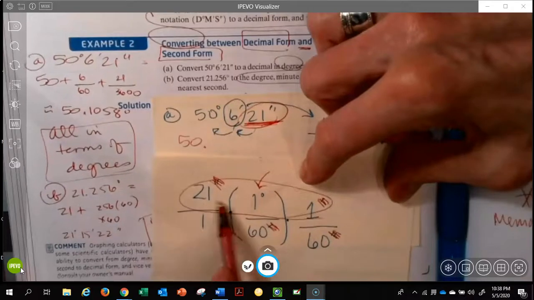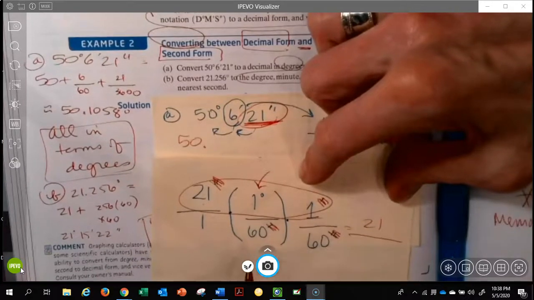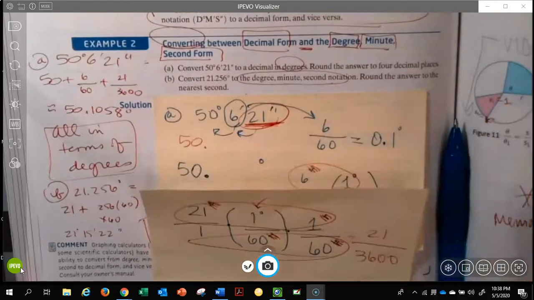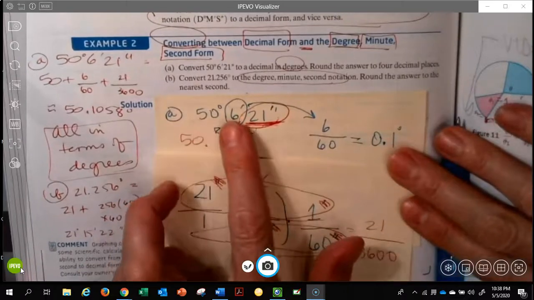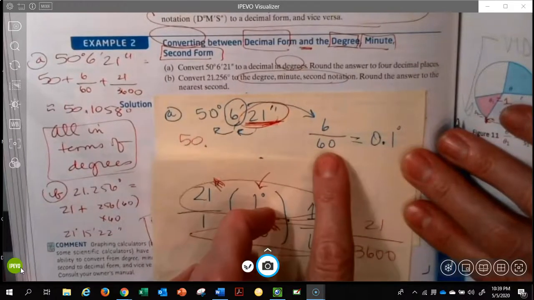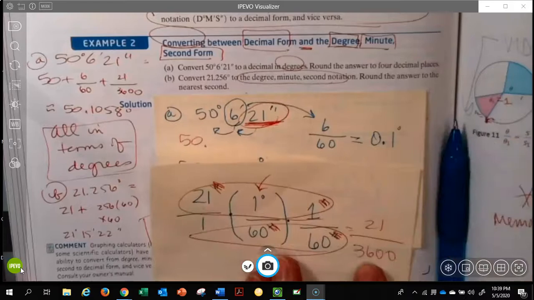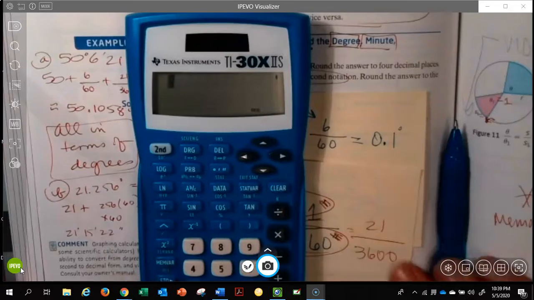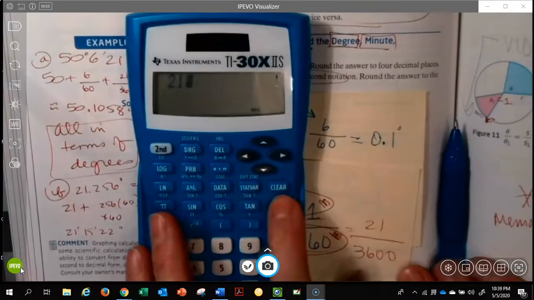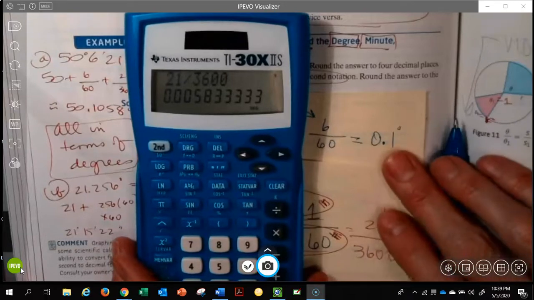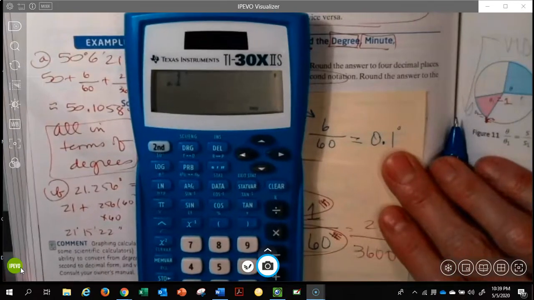And so when I multiply 21 times 1 times 1, I get 21. And when I multiply all the denominators, this is where you really should make some flashcards that say, when I'm going from degrees, minutes, seconds to purely degrees, I've got to do the minutes divided by 60, and I've got to do the seconds divided by 3600. And so I'm going to take my seconds, 21 seconds, divide them by 3600, and now I'm getting 0.0058 with a repeating 3. But remember, I also need to add in my minutes value.